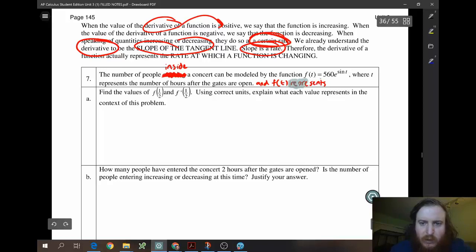Or f of t, maybe they'll use units. F of t is in units of people.